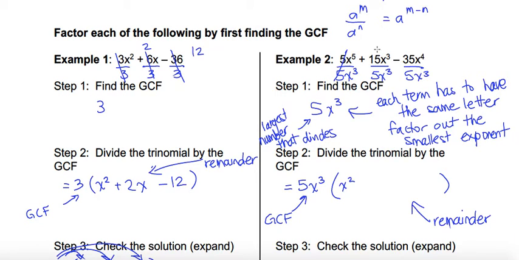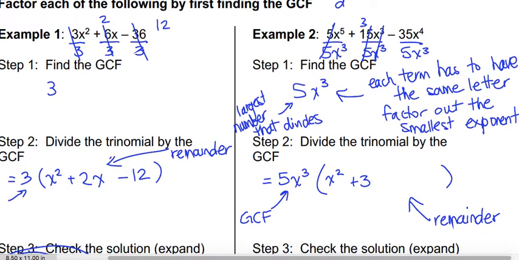Now we need to think about 15 divided by 5. Well, 15 divided by 5 is 3. And then what is x to the power of 3 divided by x to the power of 3? Well, 3 subtract 3 is 0. And remember that anything to the power of 0 is going to be 1. So it would just be 3 times 1, which would just be 3. So this actually disappears as well.